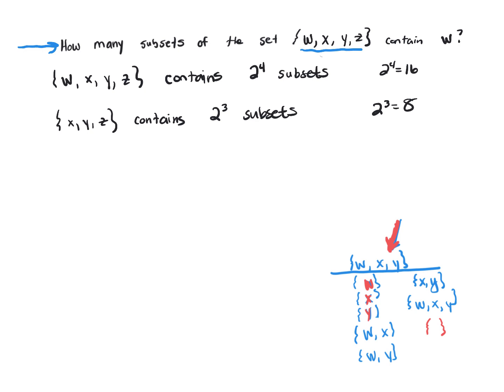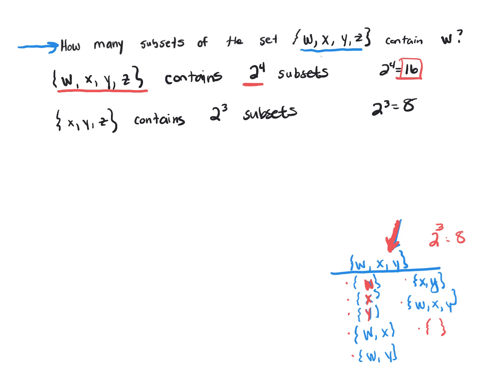So WXY contains 3 elements, so it's going to have 2 to the cubed subsets, and that's 8. So 1, 2, 3, 4, 5, 6, 7, 8. Okay, so this WXYZ has 4 elements. It's going to have 2 to the 4th subsets, which is 16.